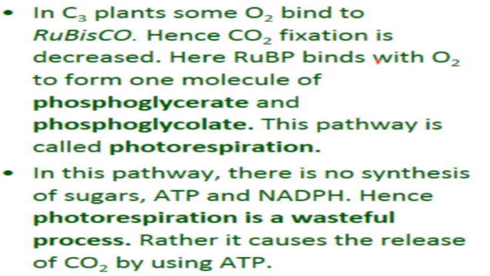Here RuBP binds with oxygen to form one molecule of phosphoglycerate and one of phosphoglycolate, and this phosphoglycolate is of no use here, because the further procedure for the formation of starch or sugar will not proceed. This pathway is called photorespiration. So we can say photorespiration is a process in which oxygen binds to the Rubisco and leads to the formation of phosphoglycolate and phosphoglycerate.